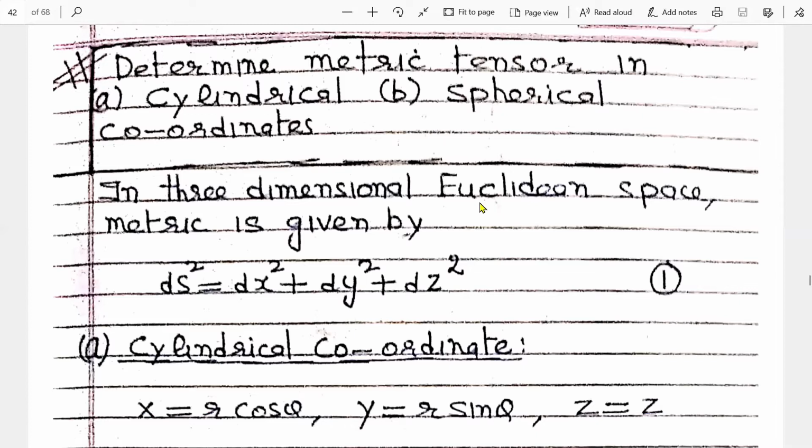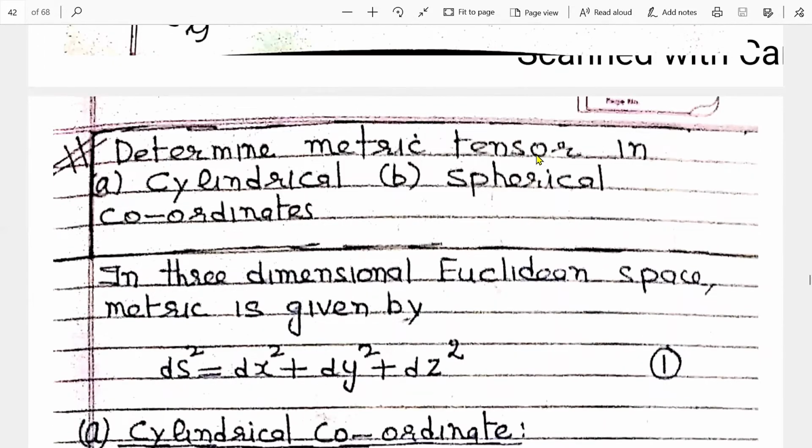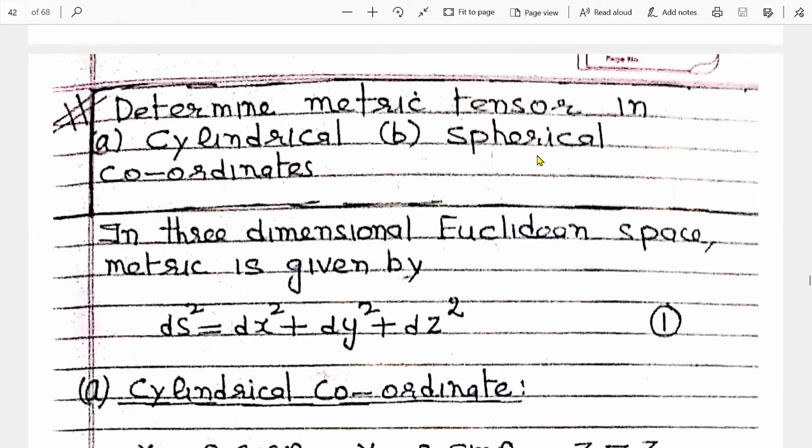In the previous lecture, we studied that Gij, which is a metric tensor, is a symmetric covariant tensor, and in addition to that, Gij dxi dxj is an invariant. Now our next step, in this seventh lecture, is to determine the metric tensor in cylindrical as well as spherical coordinates.